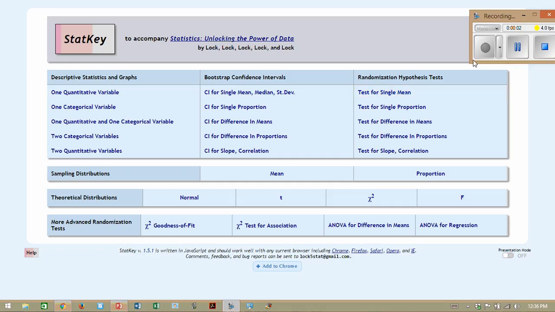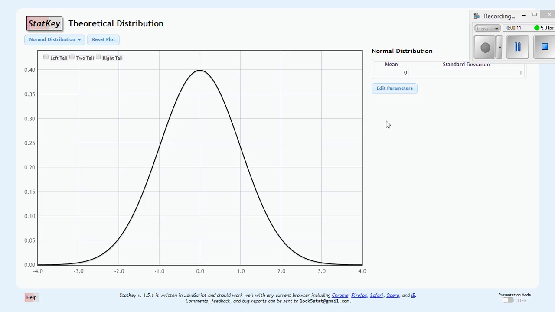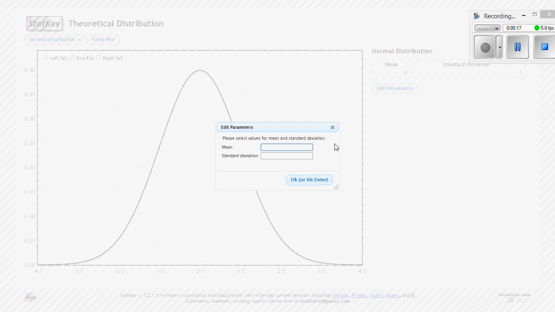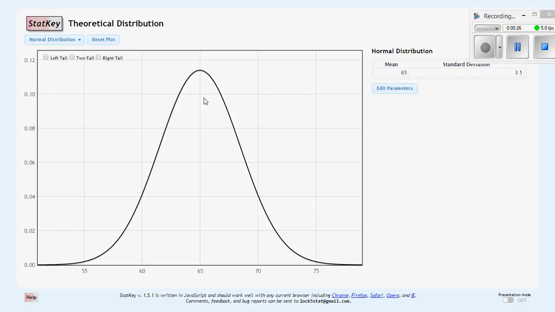If you go ahead and go to Statkey, we're going to go down here underneath theoretical distributions and click on normal. Now, if you wanted, you could go ahead and put in your mean here of whatever it happens to be, say 65 and a standard deviation of 3.5. Gives us a bell-shaped curve where our mean's right at 65.